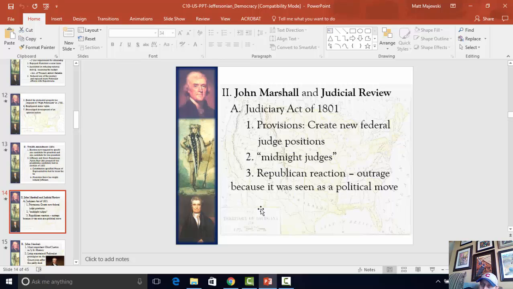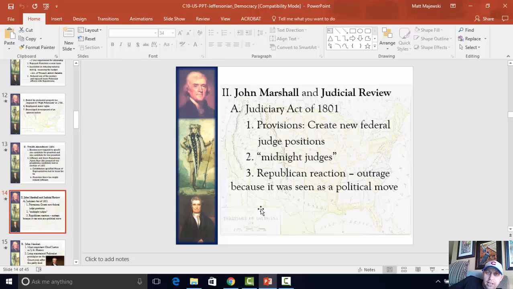So before that can happen, when Adams is still in power, one of his last things that he does is he has Congress pass something called the Judiciary Act of 1801, and what it did was create a bunch of new federal judge positions. Their idea is they're going to stack the judicial branch with Federalist judges. Remember, judges serve for life, so therefore they would still be able to control at least one branch of government, no matter what happened with the executive and the legislative branch in the future.